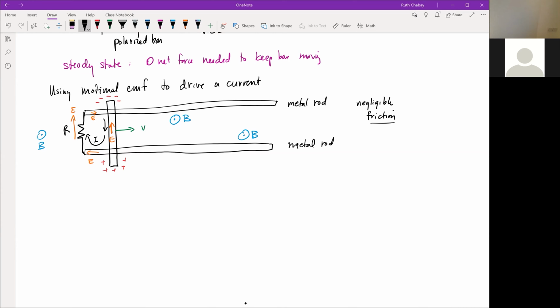So notice that to make this work, we're going to need energy input, because current has to flow the wrong way through the bar, the battery. Well, that was true before. That's what batteries do, is they expend energy to maintain a charge separation across themselves.